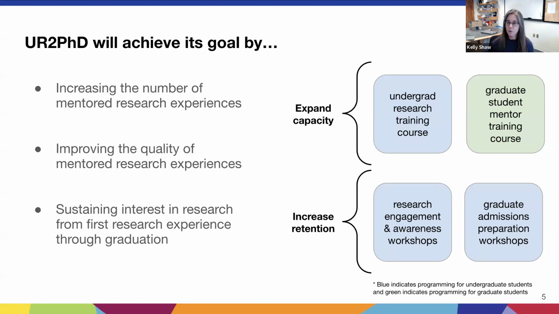Two of our programs are courses. The goal of these courses is to expand the number of mentored research experiences and the quality of those experiences. The first is an undergraduate research training course, which trains undergraduates to be able to perform research fundamentals in computer science, including to a specific research project they're matched with a faculty member. And the second is a graduate student mentor training course, which trains graduate students who are mentoring undergraduate researchers on how to be good mentors.